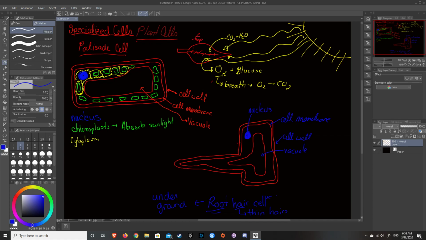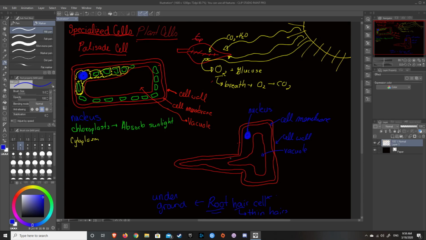No plants can absorb sunlight underground. You need to be in the sun in order to absorb sunlight. So root hair cells, they're in the roots, so they cannot absorb any sunlight. So there's no use in the plant expending its energy to build chloroplasts underground. So it's evolved in this way to absorb sunlight where sunlight is available.